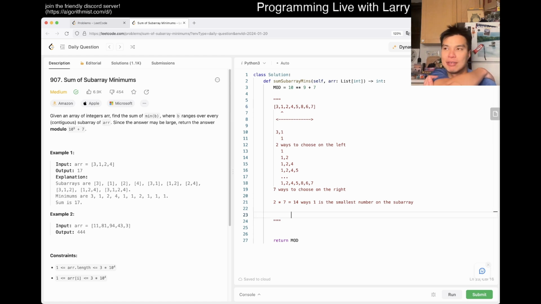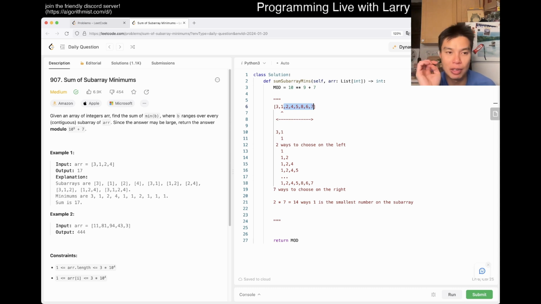And now with that framing, what are you trying to do? For each number, get the next number that is smaller than this number to the left and also to the right. And that's pretty much it. That's pretty much the idea about solving this problem.